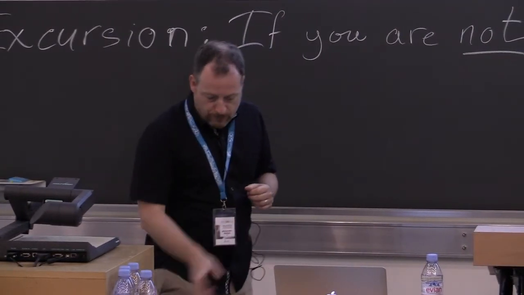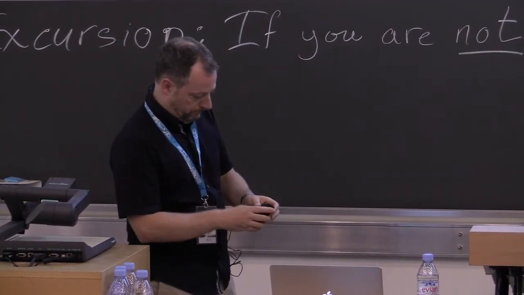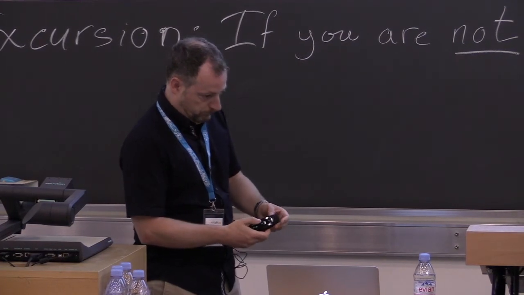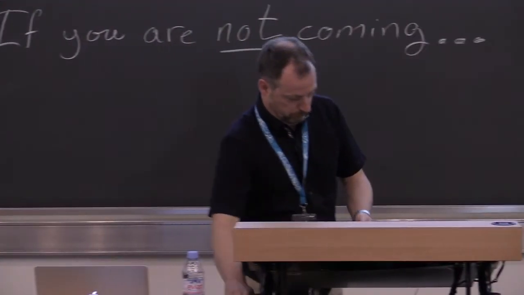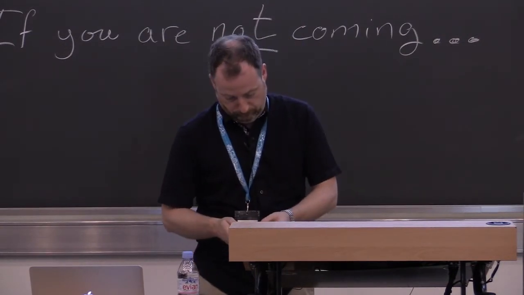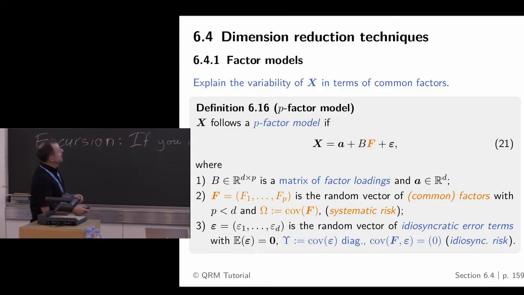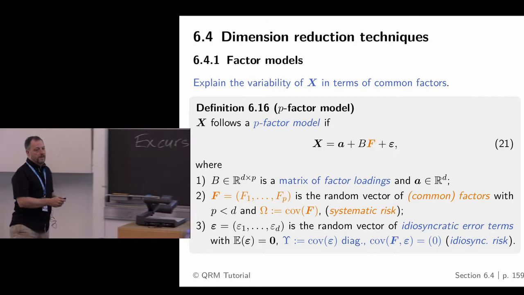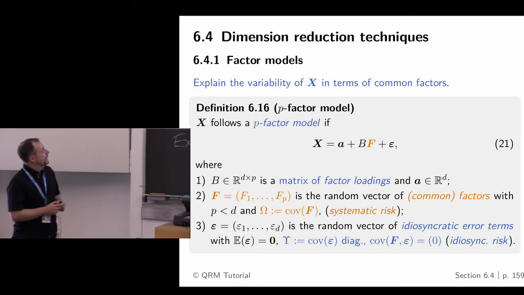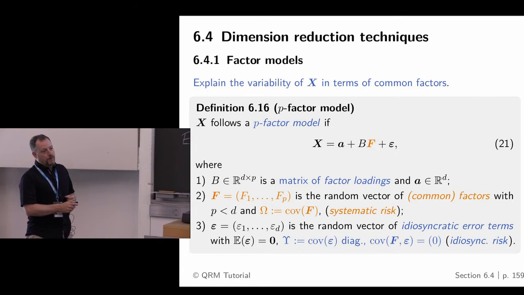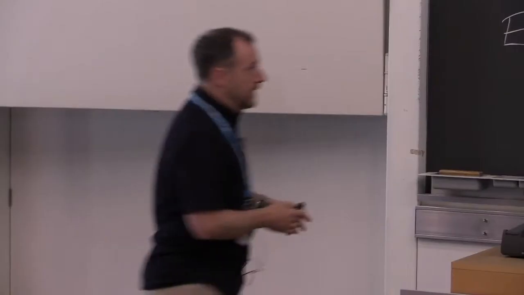So the idea is, let's see. Okay, so our random vectors have been called X, our vectors of risk factors. The p-factor model is an attempt to explain the randomness in a d-dimensional vector in terms of the randomness in a lower dimensional vector of factors. So F stands for factors. We may want to go from tens of thousands down to dozens, potentially.